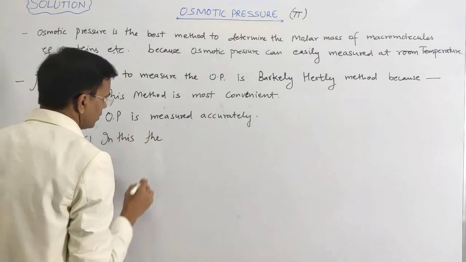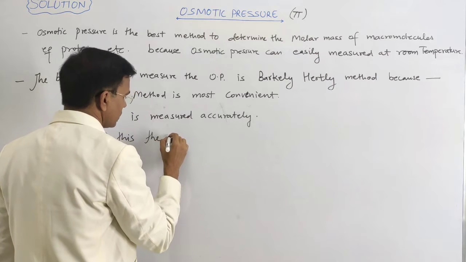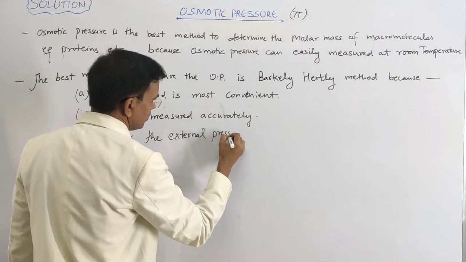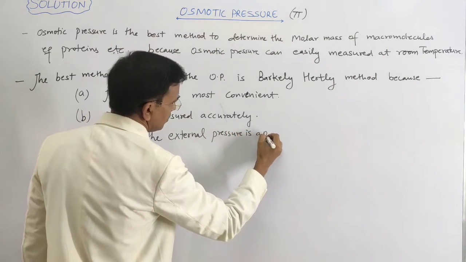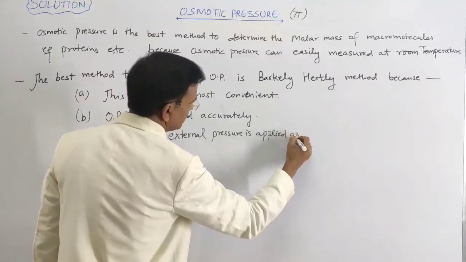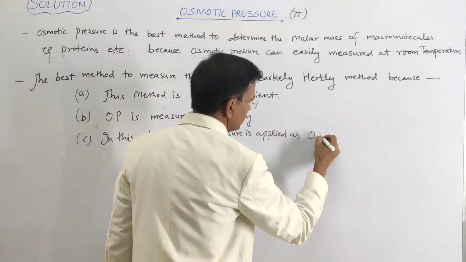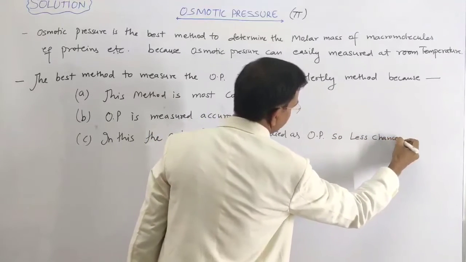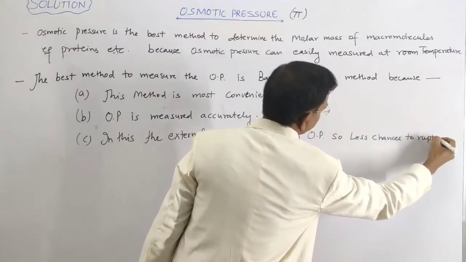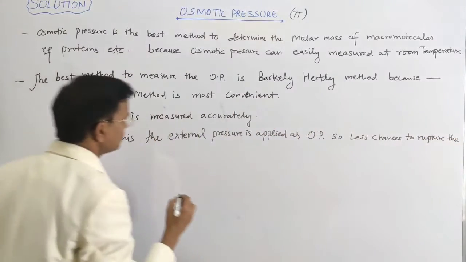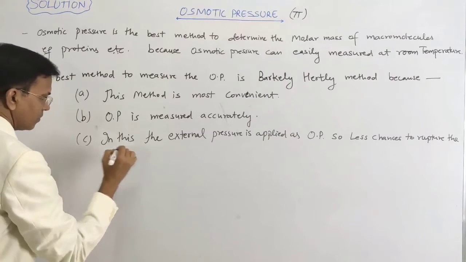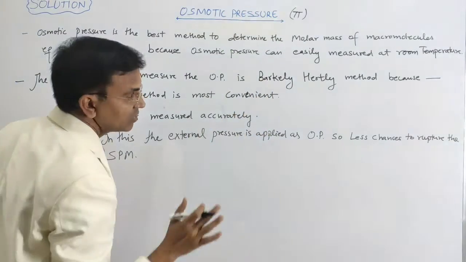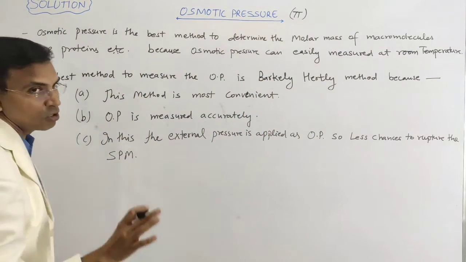the external pressure is applied as osmotic pressure, so less chances to rupture the SPM, right? So these are the positives of this method, Barkely-Hertly method. This is the best method to measure the osmotic pressure.